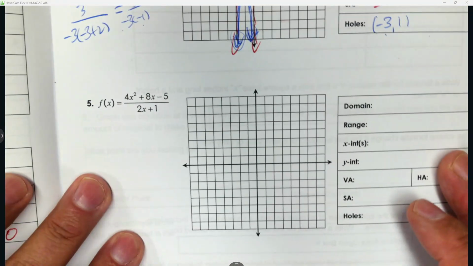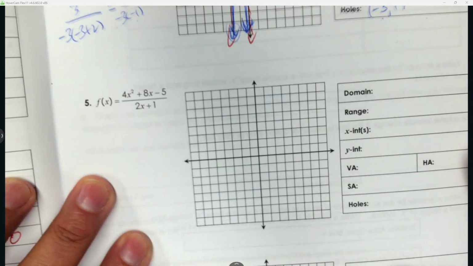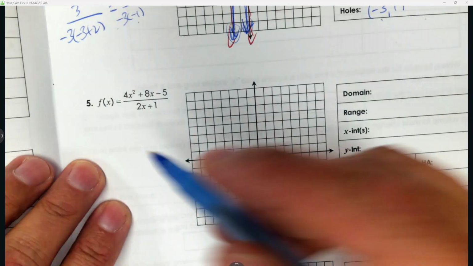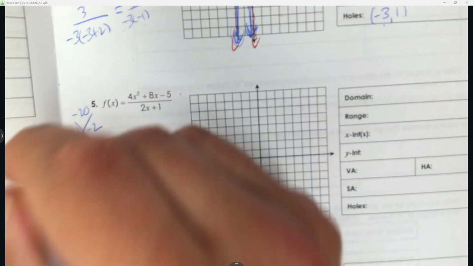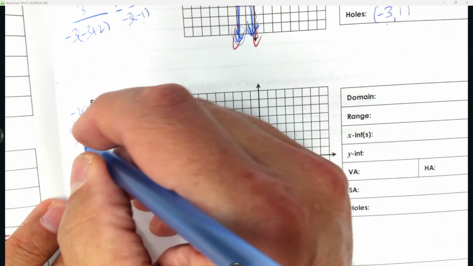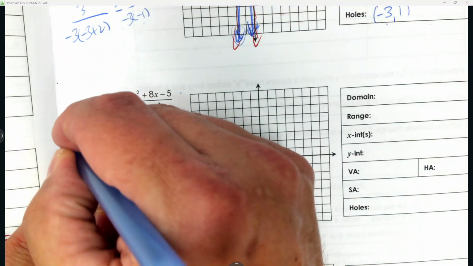All right, number 5. Let's graph this. Let's factor it so we can graph it. So last 4 times negative 5 and 8. So two numbers that multiply to negative 20 and add to 8. And then we have to divide. So we're going to divide by 4.